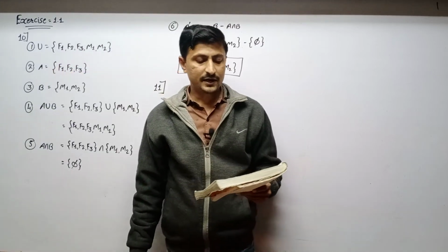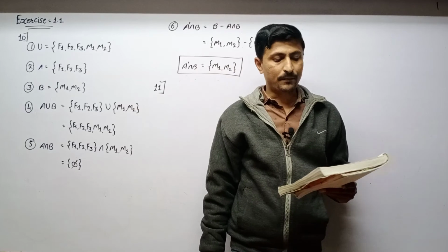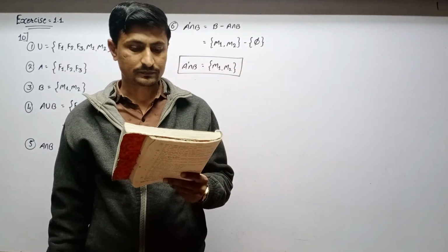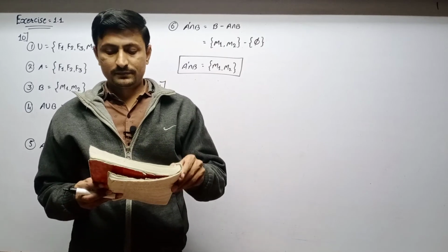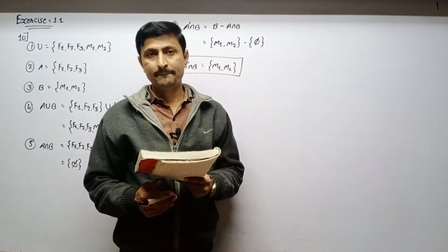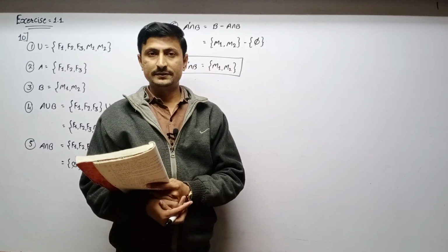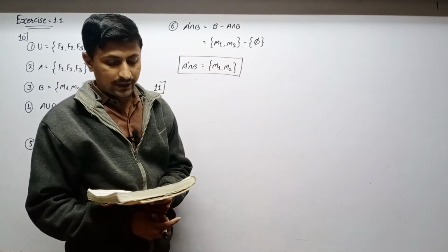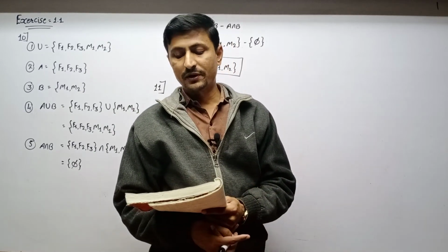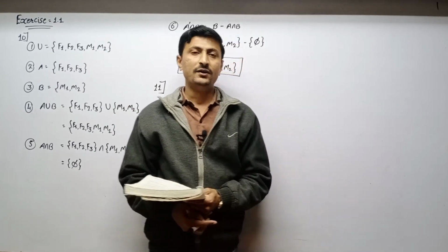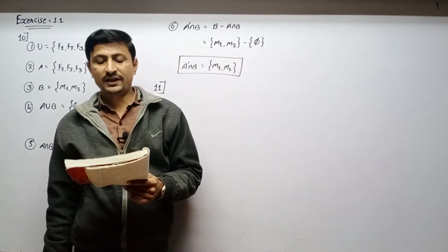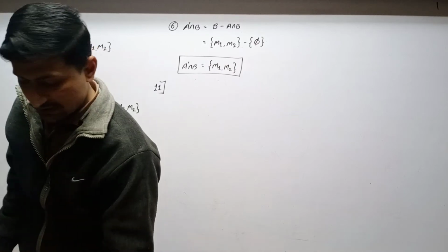Now next, in question number 11, one card is randomly drawn from a pack of 52 cards, 52 C1 ways. If drawing a spade card is denoted by event A, spade cards will total 13 cards, and drawing a card from 2 to 10, a non-face card, is denoted by B, non-face cards being 40. Then write the set showing the following events. So first of all, the sample space U.